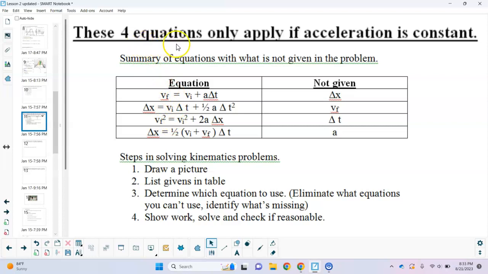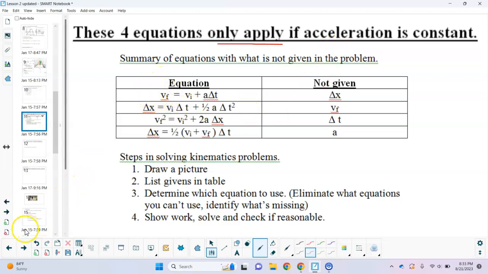These equations only work if you have what's called a constant acceleration. We don't always have constant acceleration in everyday life, but in the problems that we're going to consider, we will always simplify it so that the acceleration is constant and unchanging in the time period. If you didn't have constant acceleration, you would need calculus to do that work, and this is not a calculus-based class.